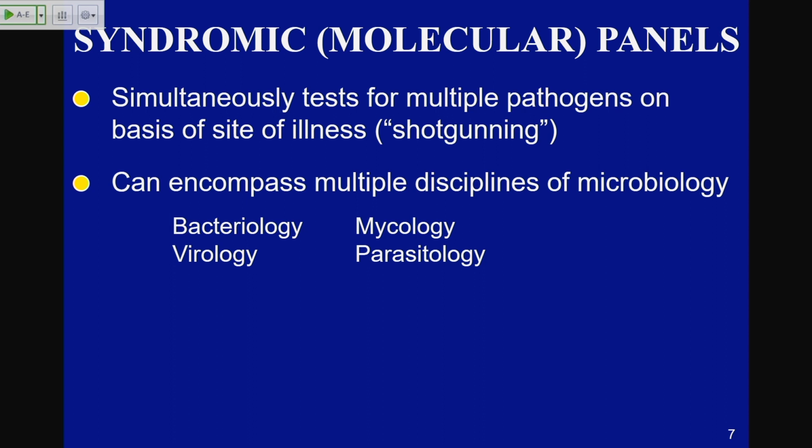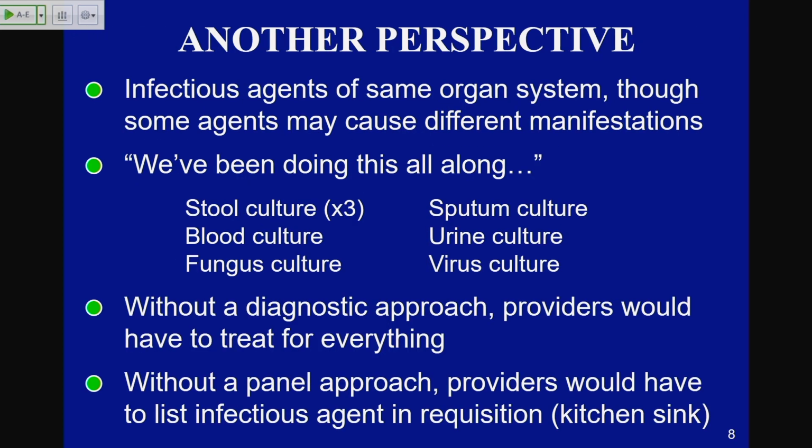But one advantage of these syndromic panels is that they can encompass multiple aspects or disciplines of microbiology. And I'll show you some examples of these layers. They can range from bacteriology, mycology, virology, or a combination thereof. Commentaries have been written about the value or questionable value of molecular syndromic panels. One commentary wrote that they test for infectious agents of the same organ system, though some agents may have different clinical manifestations. So in other words, we can test for a whole variety of things from a general organ system, but there may be slight differences in disease manifestations.